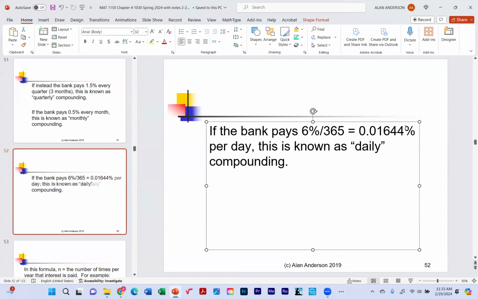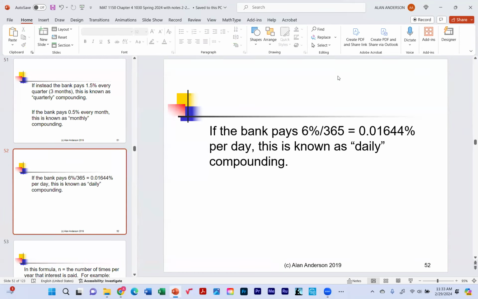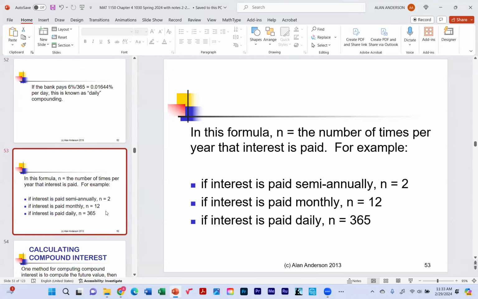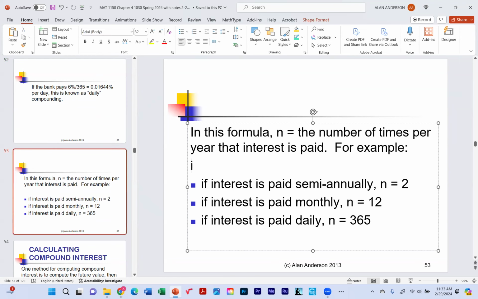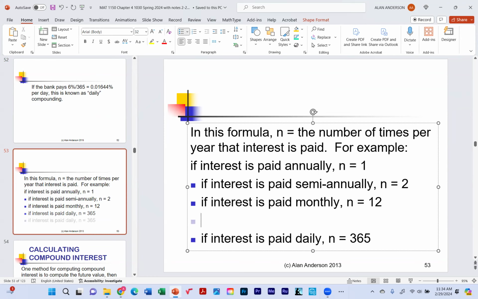Now you may wonder, well, does this make any difference? Good question. That's a very good question. The answer is yes, it does matter a great deal which one of these approaches the bank is taking. So in our formulas, the way it works is this. N is the number of times per year that the interest is paid. So actually, let me add a couple more in here, since I left out 1 or 2.